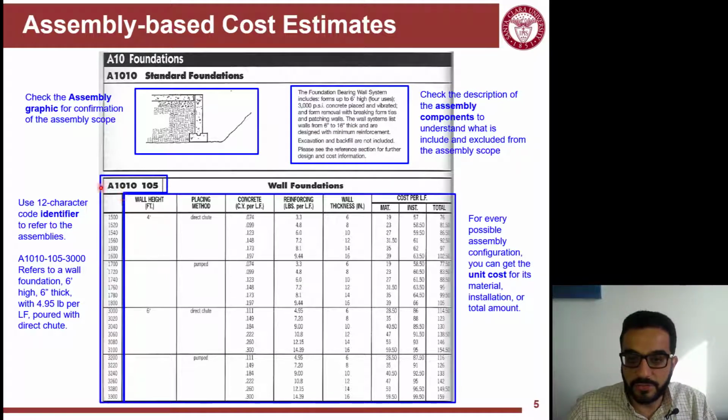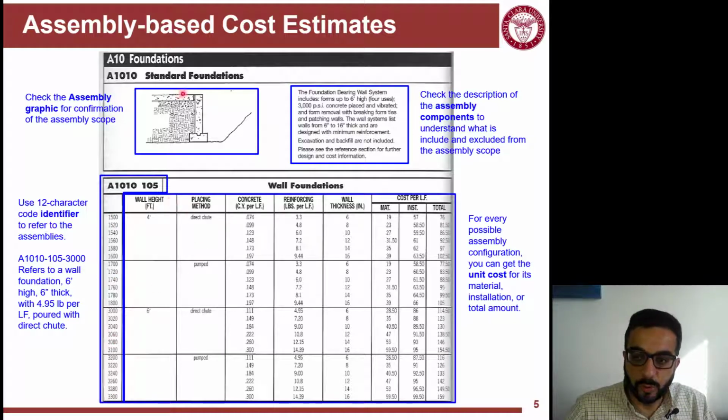Another thing here is the coding system. A1010, and then 105 is referring to the wall foundations. So it's a 12-character identifier. The first couple of them are the standard UniFormat classification system coding. And then the rest are more detailed classifications of different types.